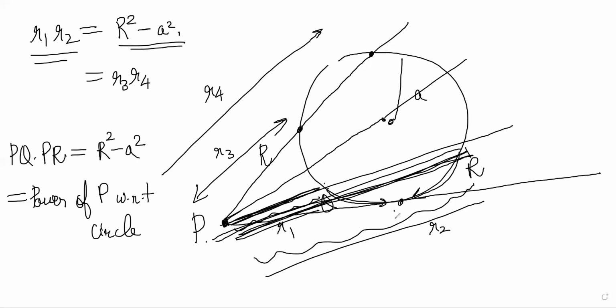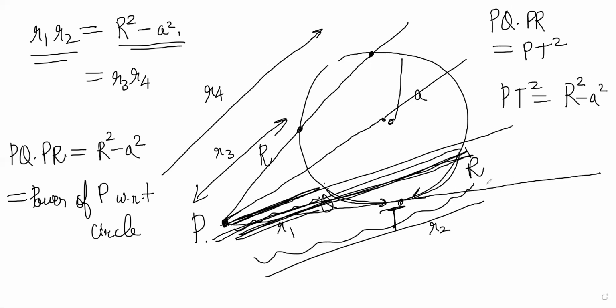In the case of a tangent, your Q and R are coinciding. If you call this P, PQ into PR is actually equal to R1 into R2, which is just PT square. And PT square is equal to capital R square minus A square, which confirms your Pythagoras theorem also, because it is 90 degrees here.